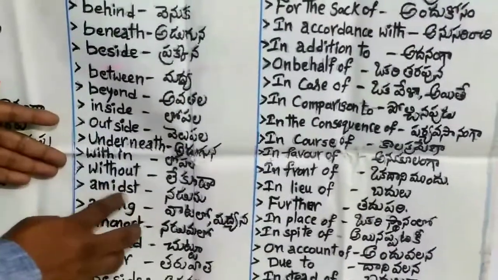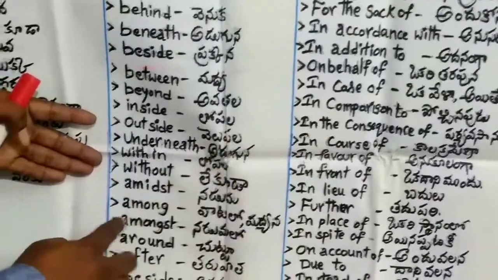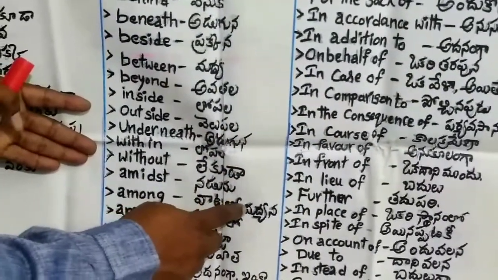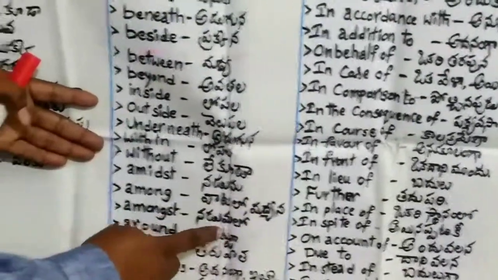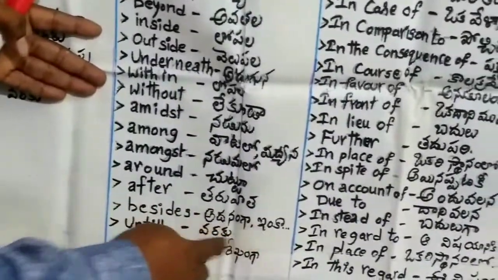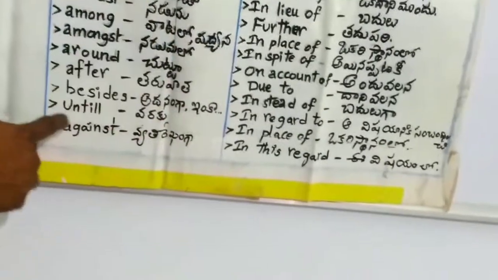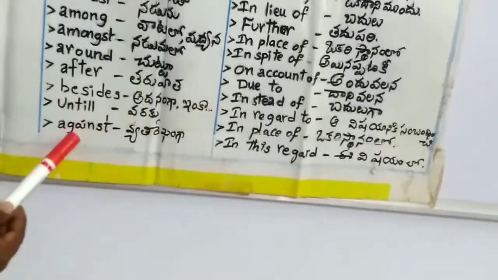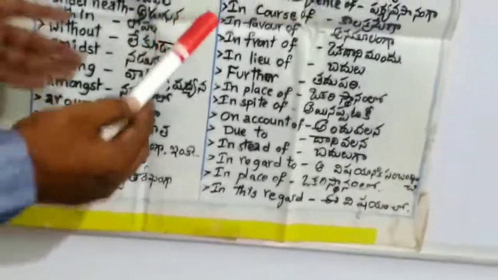Without. Amidst, naduma, madhyalone. Among, వాటిలో లేదా మధ్యన, amongst నడుములో, around చుట్టూ, after తరువాత, besides అదనంగా లేదా ఇంకా, until వరకు, against వ్యతిరేకంగా. And next we go for phrase prepositions.